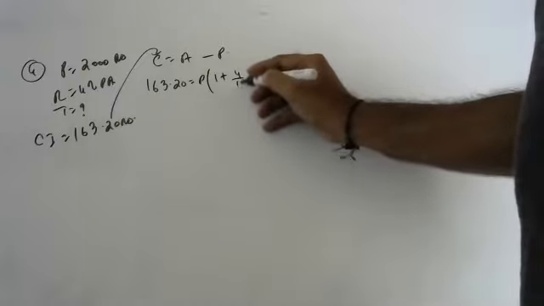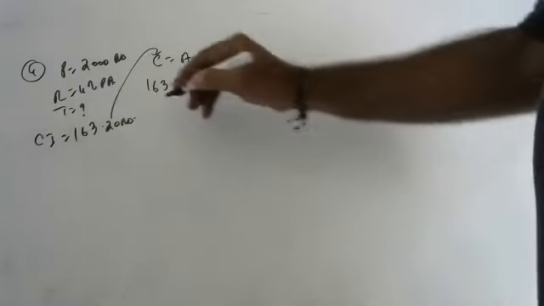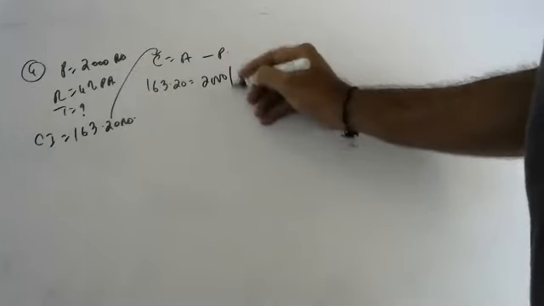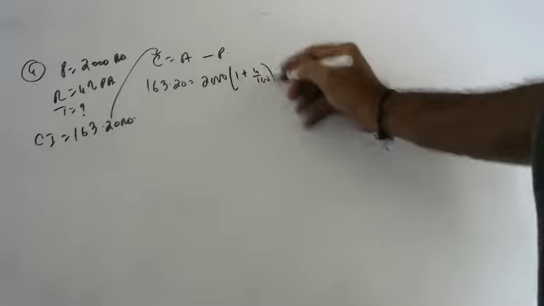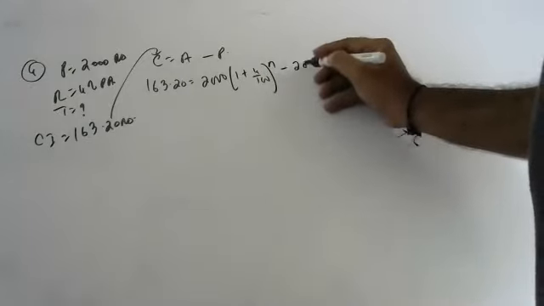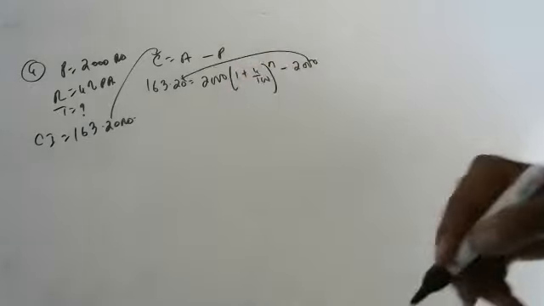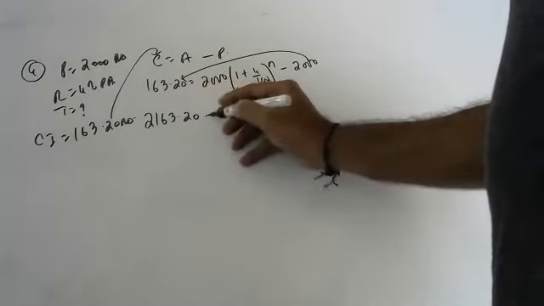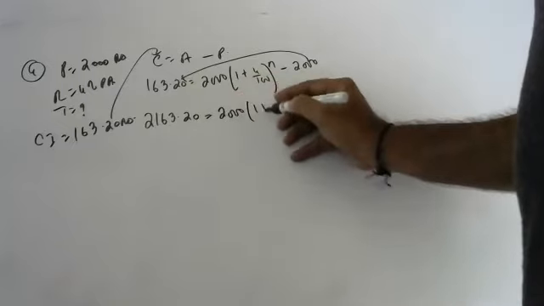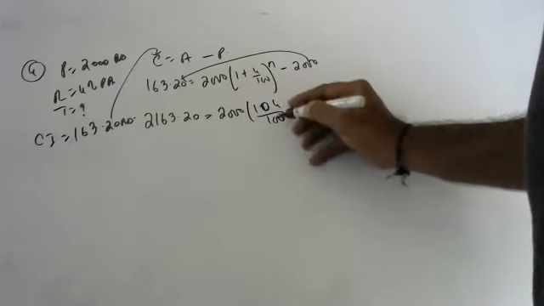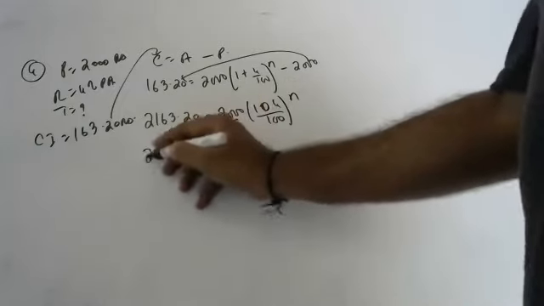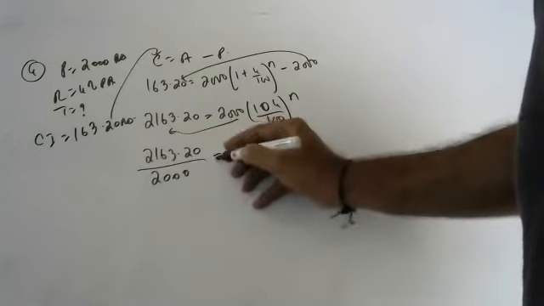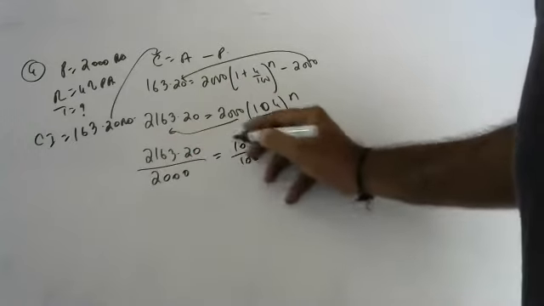amount is equal to P into 1 plus 4 by 100 whole power n. This is 2,000 principal. 2,000 into 1 plus 4 by 100 whole power n, minus 2,000. This 2,000 I will send here. How much will it become? Sir, 163.20 plus 2,000 is equal to 2,000 into 1 plus 4 by 100 whole power n. This I will bring down. Sir, 2163.20 by 2,000 is equal to 104 by 100 whole power n.